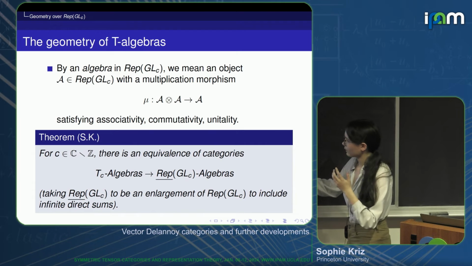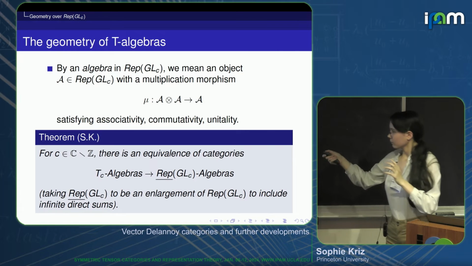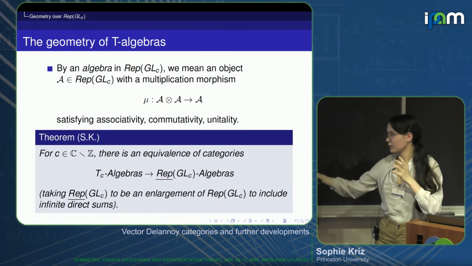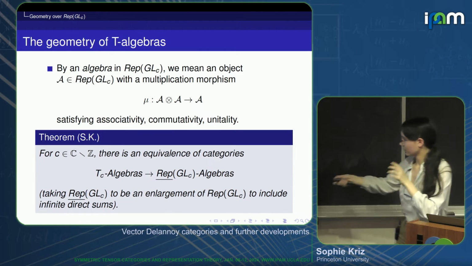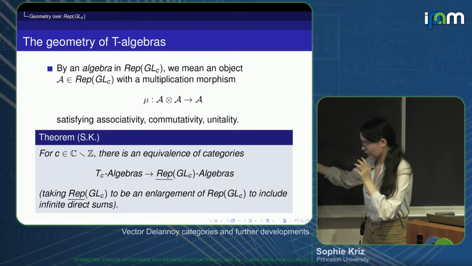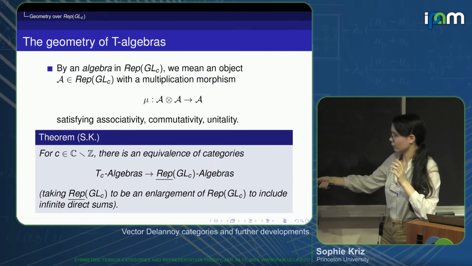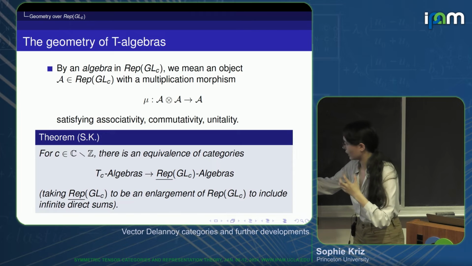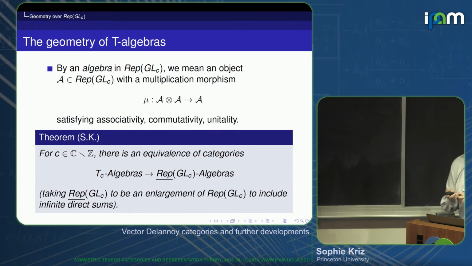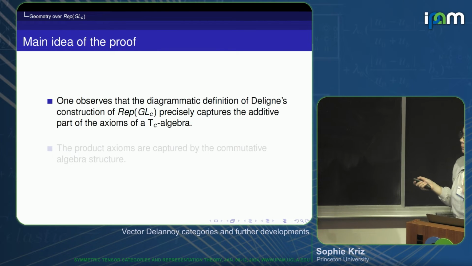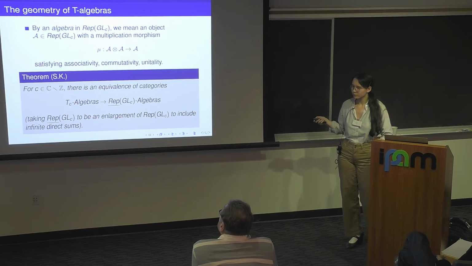So what I claim is that if we look at values of C where C is not in Z, then there's an equivalence of categories between T_C algebras, which are these universal algebra constructions. It's not a priori algebras over anything or in some category, but I claim that it's equivalent to algebras in Ind-Rep of GL_C, where I take Ind objects of Rep of GL_C. So I just want to allow it to have infinite direct sums.